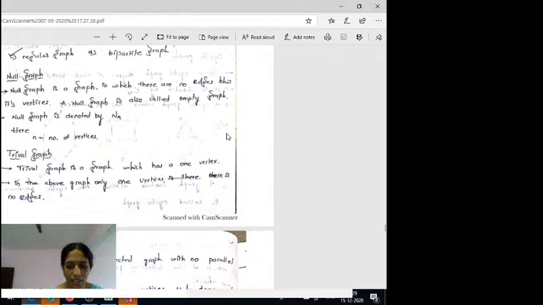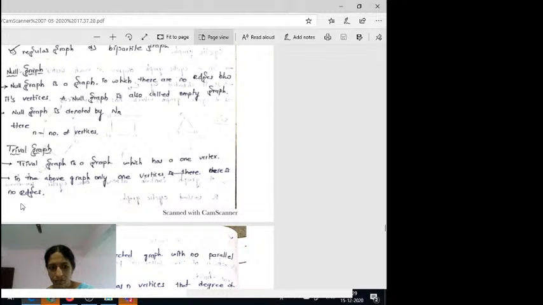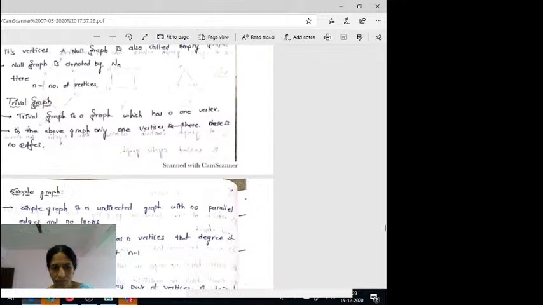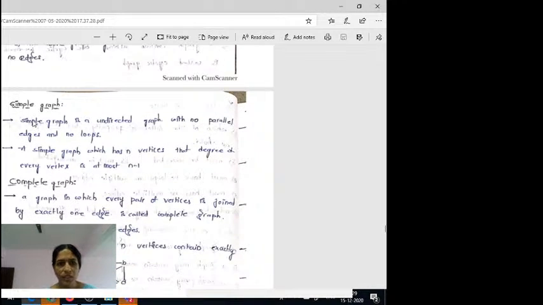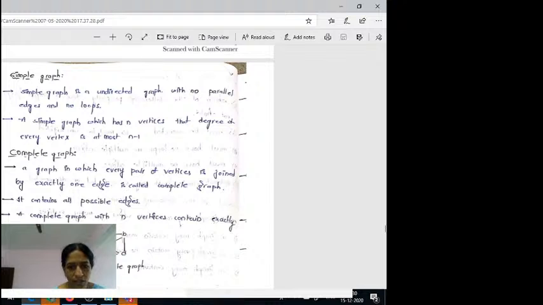Then another one, that is a simple graph. Here a simple graph is an undirected graph with no parallel edges and no loops. That means suppose you can observe one graph here. In this graph from A to B some edge is there and B to A. That means this is an undirected graph. Here parallel edges are not allowed. That means from A to B only one edge is there.